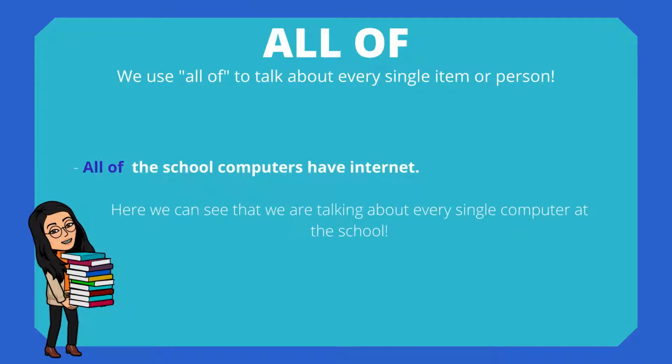All of. We use all of to talk about every single item or person. For example, all of the school computers have internet. Here, we can see that we're talking about every single computer at the school.